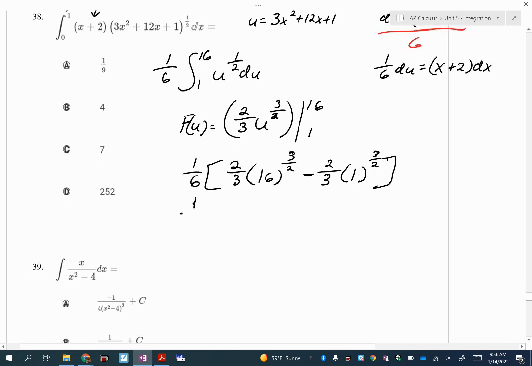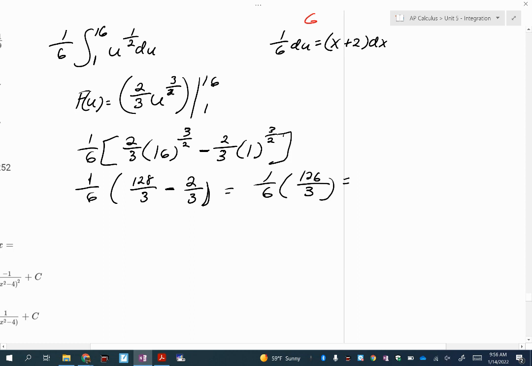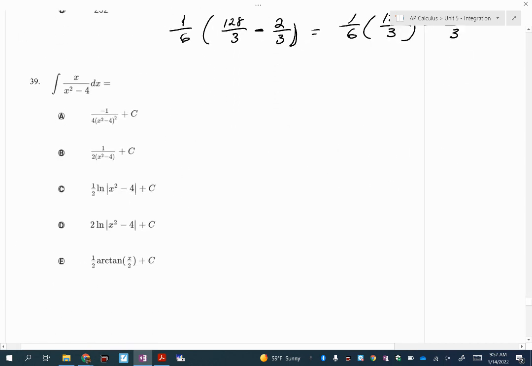Again, you can go to Desmos, feel free to, but I'm just going to do this mentally. The square root of 16 is 4. 4 cubed is 64. 64 times 2 is 128 over 3 minus 1 to the 3/2 power is just 1. So that's minus 2/3. So this is 1/6 times 126 over 3. If you look across, you can simplify: 126 divided by 6 is going to be 21 divided by 3, and you know 21 divided by 3 is 7. So 38 is C. Let's do 39.